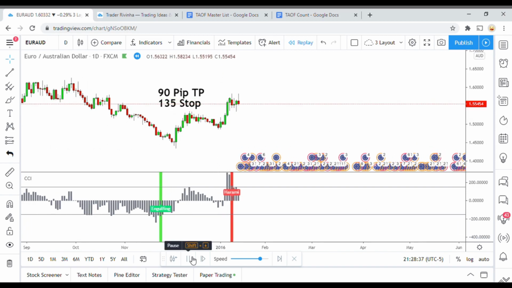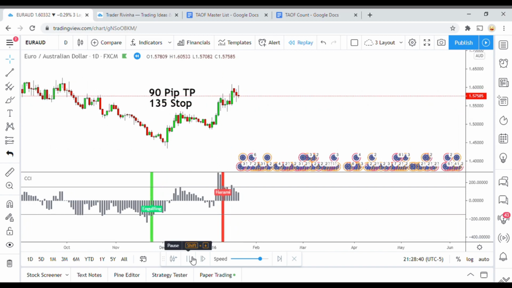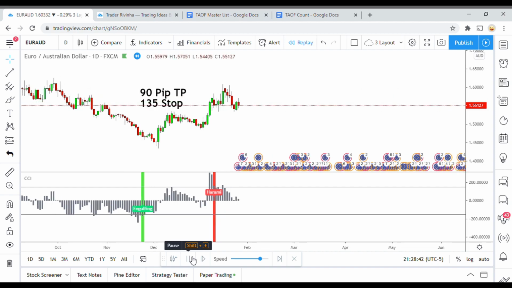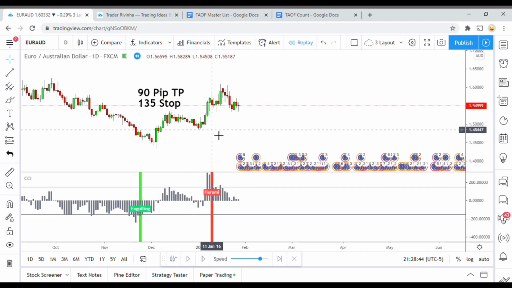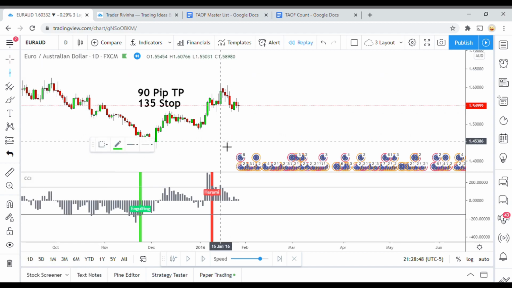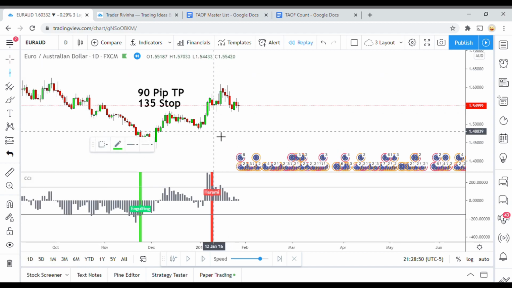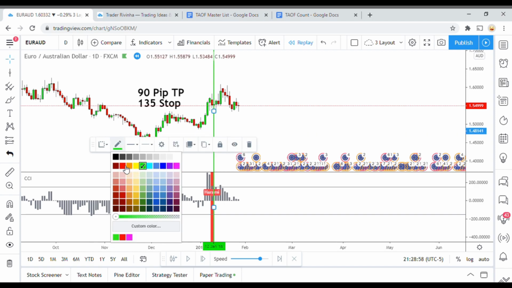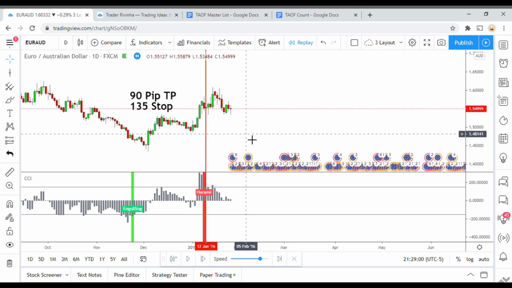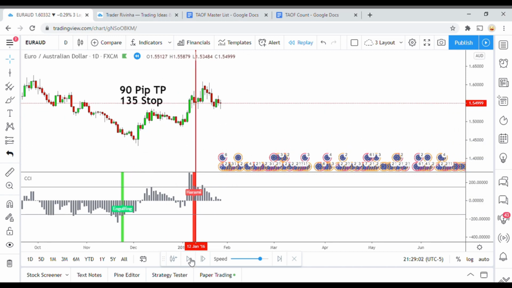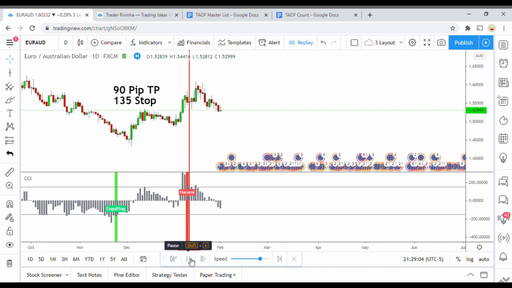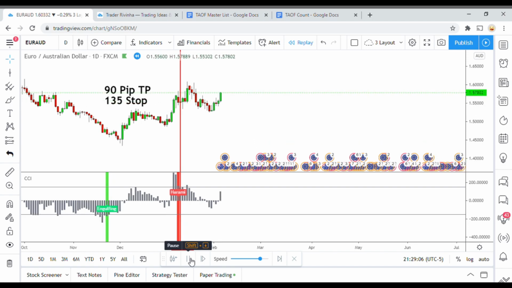So let's go ahead and play it out here and see what we can get out of this indicator. We get our first signal right here. Unfortunately, that does not work out for us and ends up stopping us out. Unfortunate, but it happens. Let's go ahead and play it forward a little bit more here.